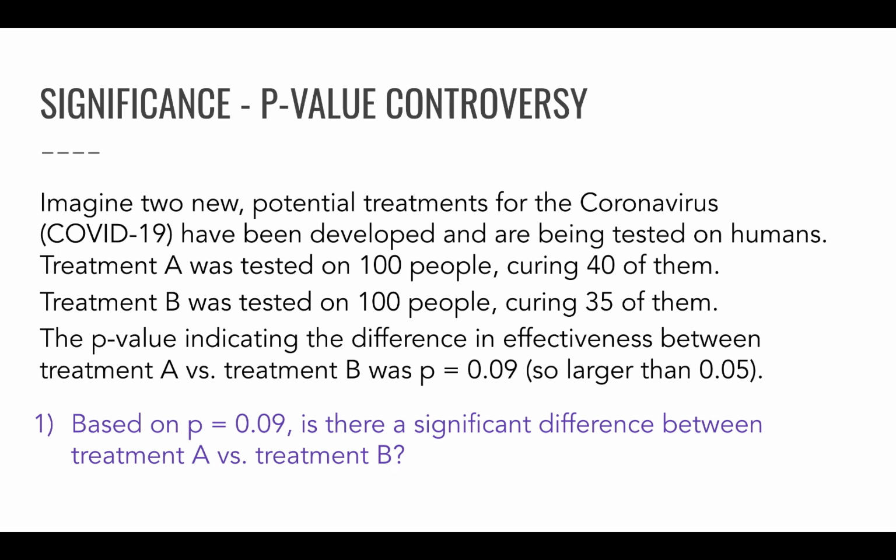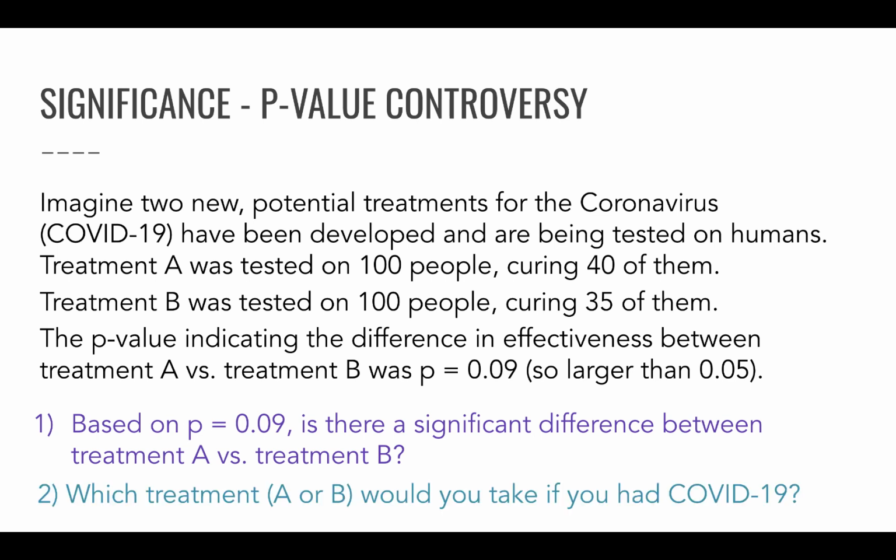No, there is not, because the p-value is larger than 0.05. Based on that criteria, we would say there is no significant difference between treatment A and treatment B. However, if I were to ask you the question, which treatment A or B would you take if you had the coronavirus, which one would you take, A or B? Right? Most people would pick A, because at least that cured 40 of them versus 35.